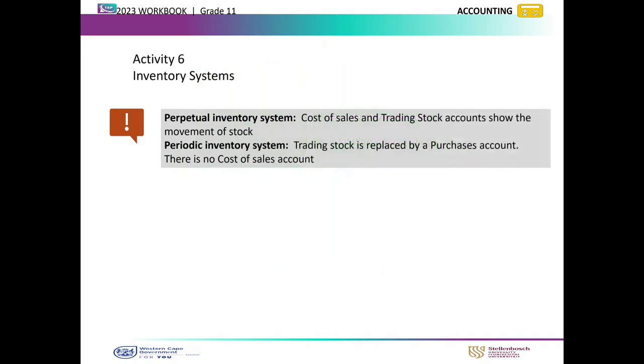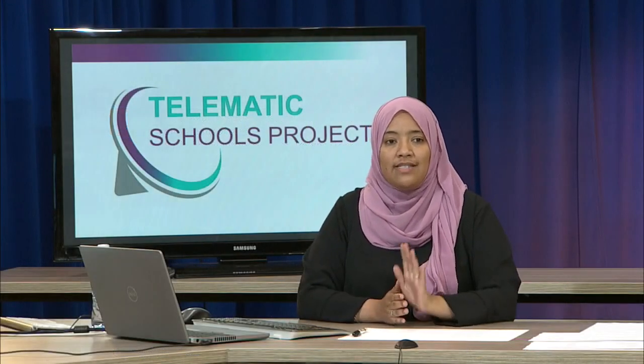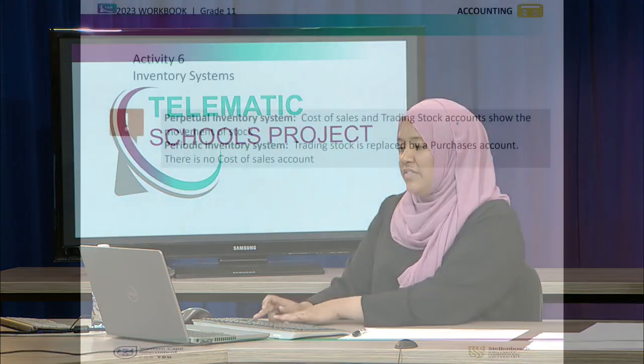With this reminder, we have been doing trading stock since grade 8, when we started having a business and started selling items. Anything that a business or shop would sell would be their trading stock. That will be the means of how they operate in terms of generating any type of income. So with this question, we have activity 6, grade 11.